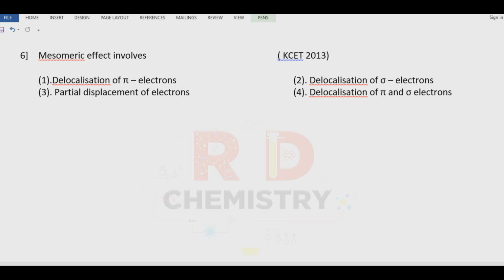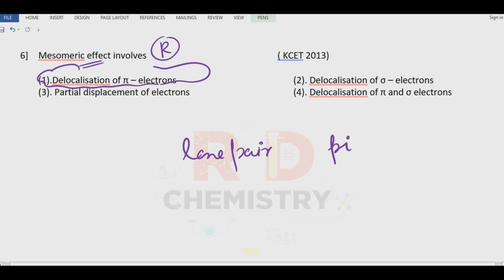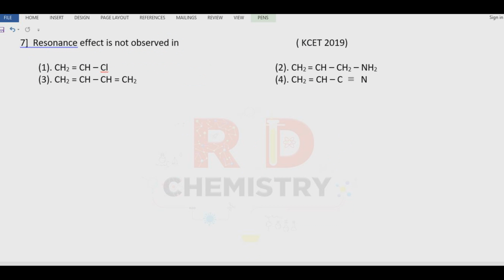Question number 6. Mesomeric effect or R effect involves either lone pairs or a pair of electrons conjugated with the double bond, single bond, or they should be pi electrons, correct? So the appropriate answer is delocalization of the pi electron. Question number 7. Resonance effect is not observed in. For resonance effect, there should be a lone pair and a conjugation of the carbon-carbon double bond and the single bond, correct? Now see here, first example.